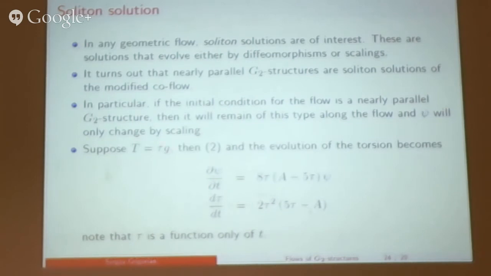If the torsion is proportional to the metric, it's possible to show that it will stay proportional to the metric under the flow. And then the equation for psi can be rewritten in terms of this tau. So tau is now just a function of t. At each point in time, it's constant along the manifold. So we get rather simple equations, which we can actually solve.